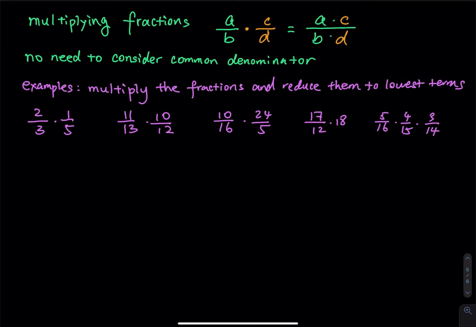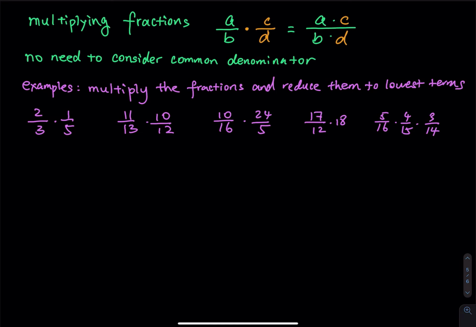Multiplying fractions is easy. All you have to do is multiply the top and multiply the bottom. So this one you have A over B times C over D. All you have to do is multiply the two numbers on top and then multiply the two numbers on bottom. Reduce the fraction when possible. It is just that easy. There is no need to find a common denominator.